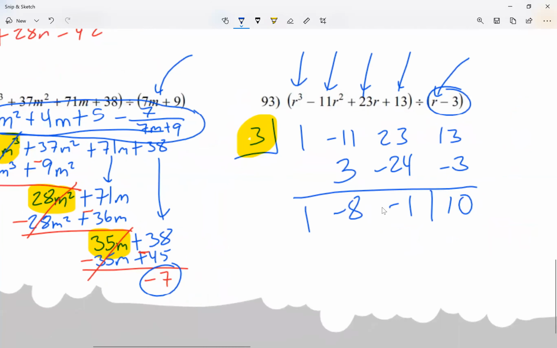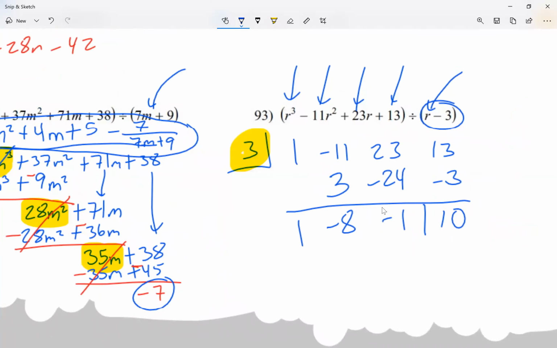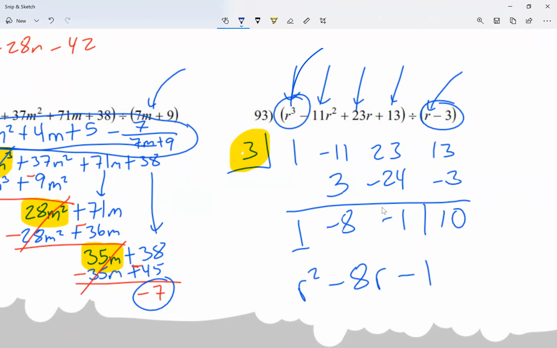Because I started with r to the third, my answer, I'm going to start with 1 exponent less. So 1 r to the second. Let me write r to the second minus 8r minus 1. Do you guys see where those numbers came from? Again, because my question to begin with had r to the third, my answer is going to start with r to the second. 1 exponent less. So r squared minus 8r minus 1.